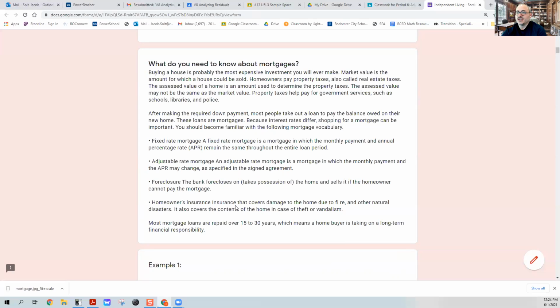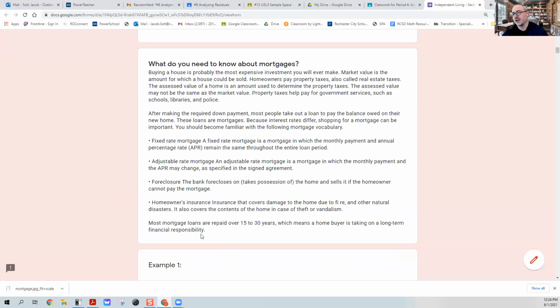Homeowners insurance. It's insurance that covers damage to the home due to fire and other natural disasters: flood, tornado, earthquake, those kinds of things. Homeowners insurance also covers the contents of the home in case of theft or vandalism. Someone breaks into your home, takes your TV or your laptop or your phone. If you have homeowners insurance, that can cover those losses.